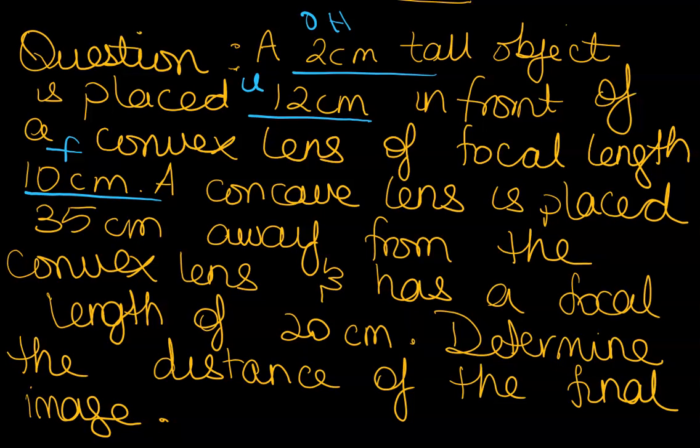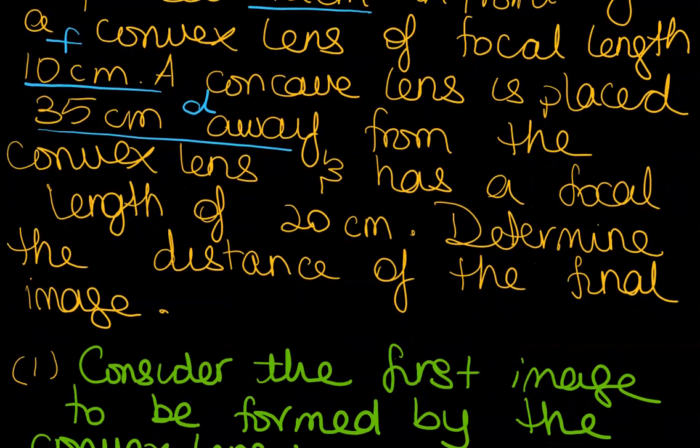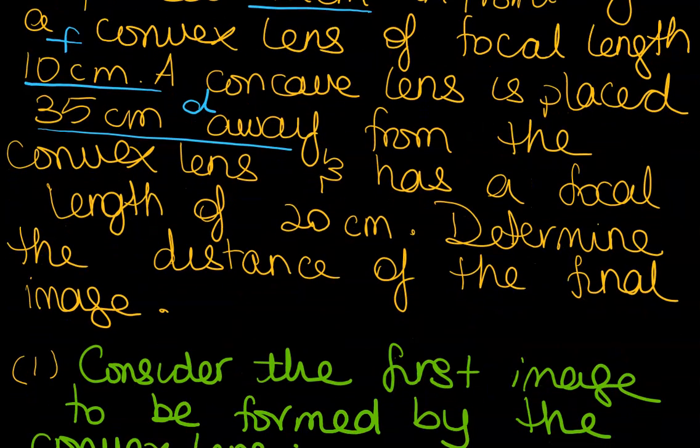A concave lens is placed 35 cm away, so there is some distance D between the lenses, and it has a focal length of 20. Now, concave lenses by nature produce a virtual, upright and diminished image, and when you consider their focal length value, it's actually negative 20, especially if you are incorporating it into the lens equation formula, the lens formula. So they asked you to determine the distance of the final image.